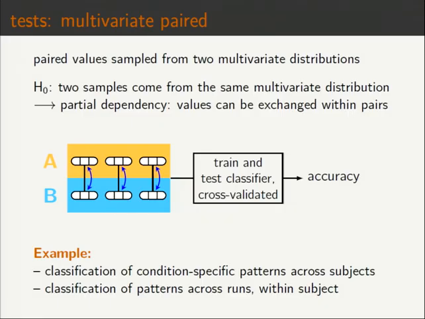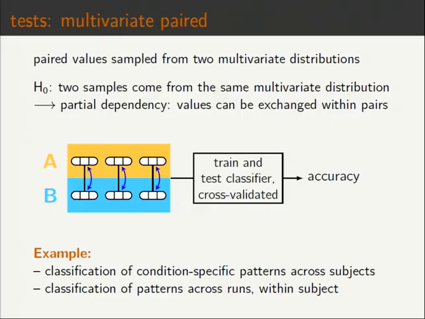And again, we can do something multivariate like train and test a classifier and obtain a classification accuracy. One example for that, as I mentioned, would be classification of condition-specific patterns across subjects. For example, you have run-wise beta patterns estimated from a GLM. You have one pair of such patterns from each subject, so you have dependency between these patterns within subject, but not between subjects because you can assume that the subjects are independent.